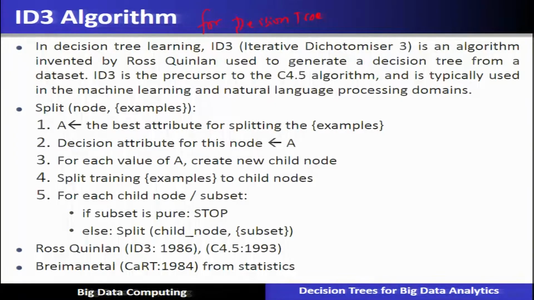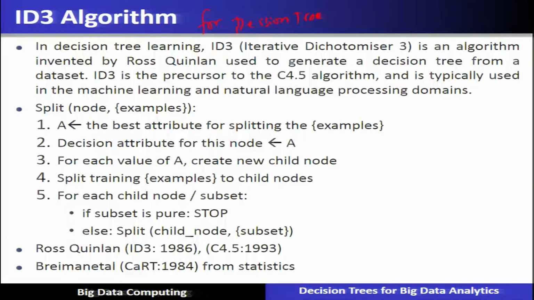So, let us see how the split of a node is done in ID3. Let us consider A, which is assigned to the best attribute for the splitting, and the decision attribute for this particular node is assigned from A. For each value of A, let us create a new child node. Now, split the training examples to the child nodes, and for each child node or subset, if the subset is pure, then stop splitting further, else we have to split the child node into subsets further.